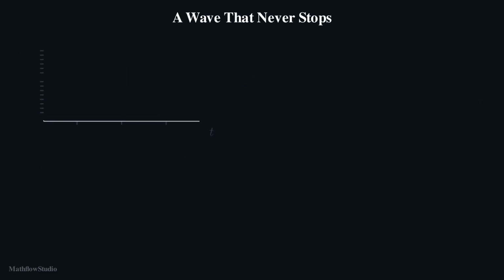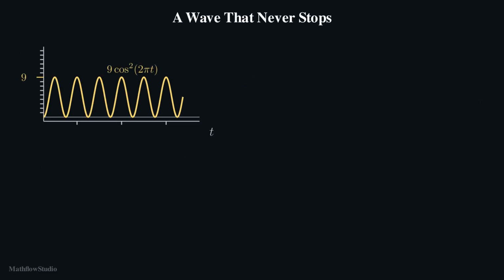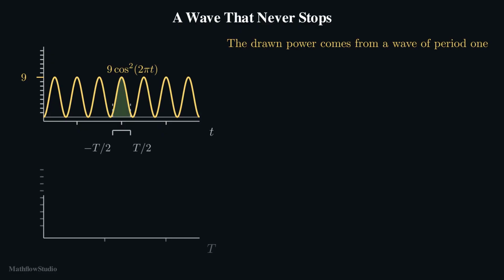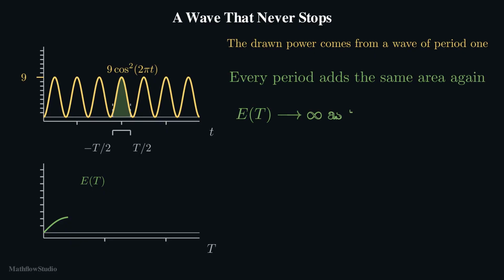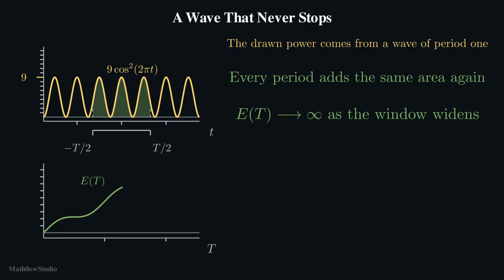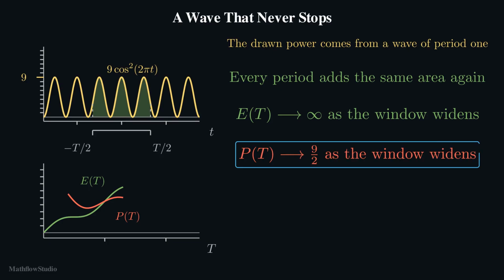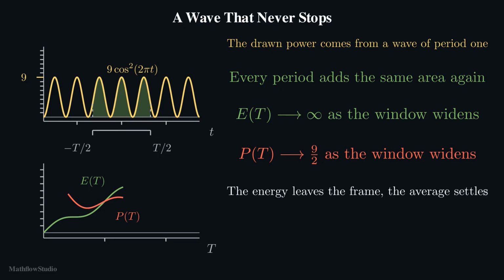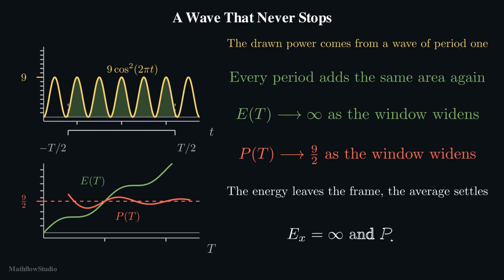The instantaneous power of a repeating wave never decays, because the wave itself never does. Every period the window swallows adds the same area as the period before it. The energy counter therefore climbs in a straight line, and it walks off the top of its own picture. The running average of that same area behaves quite differently. It flattens out and settles onto a level. Widening the window again separates the two counters completely. This wave has no finite total energy, and it has an average power of 4.5.